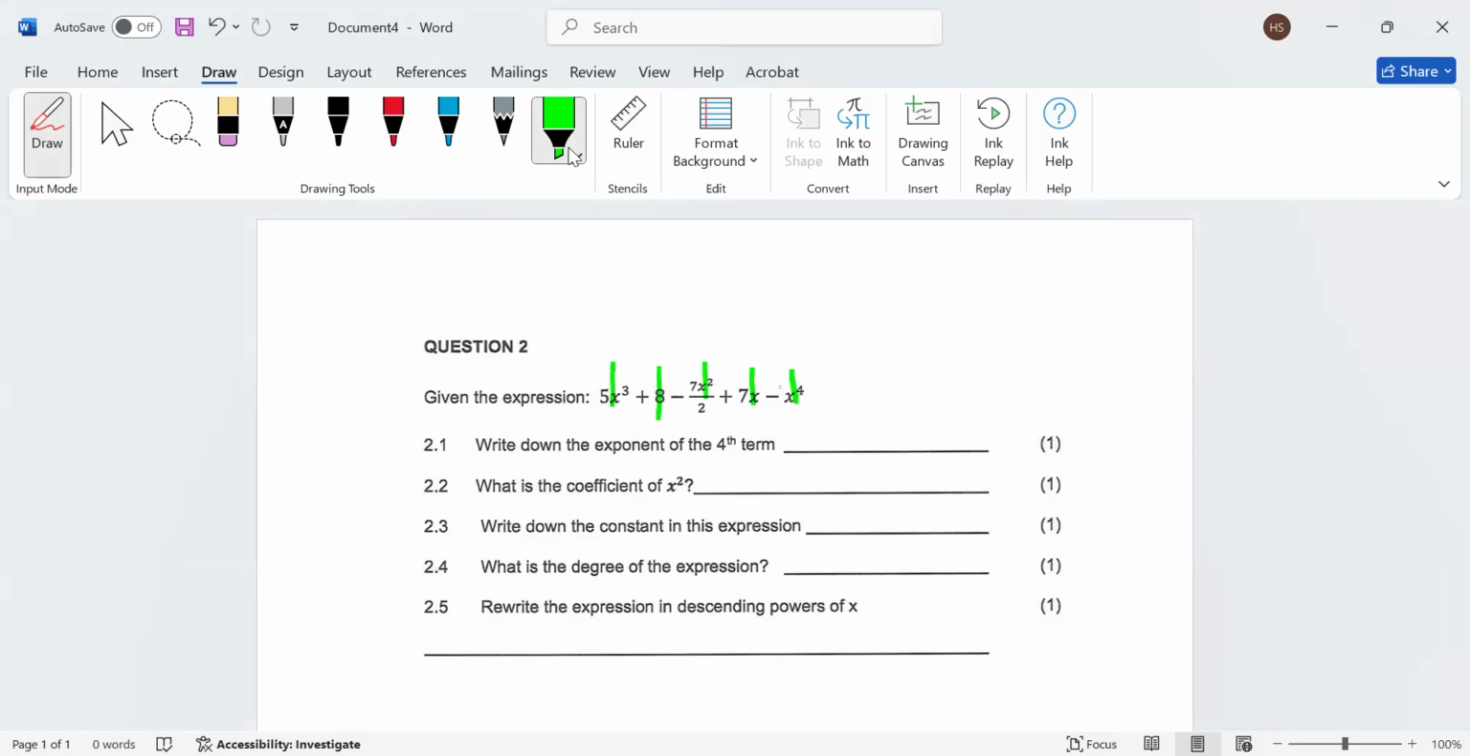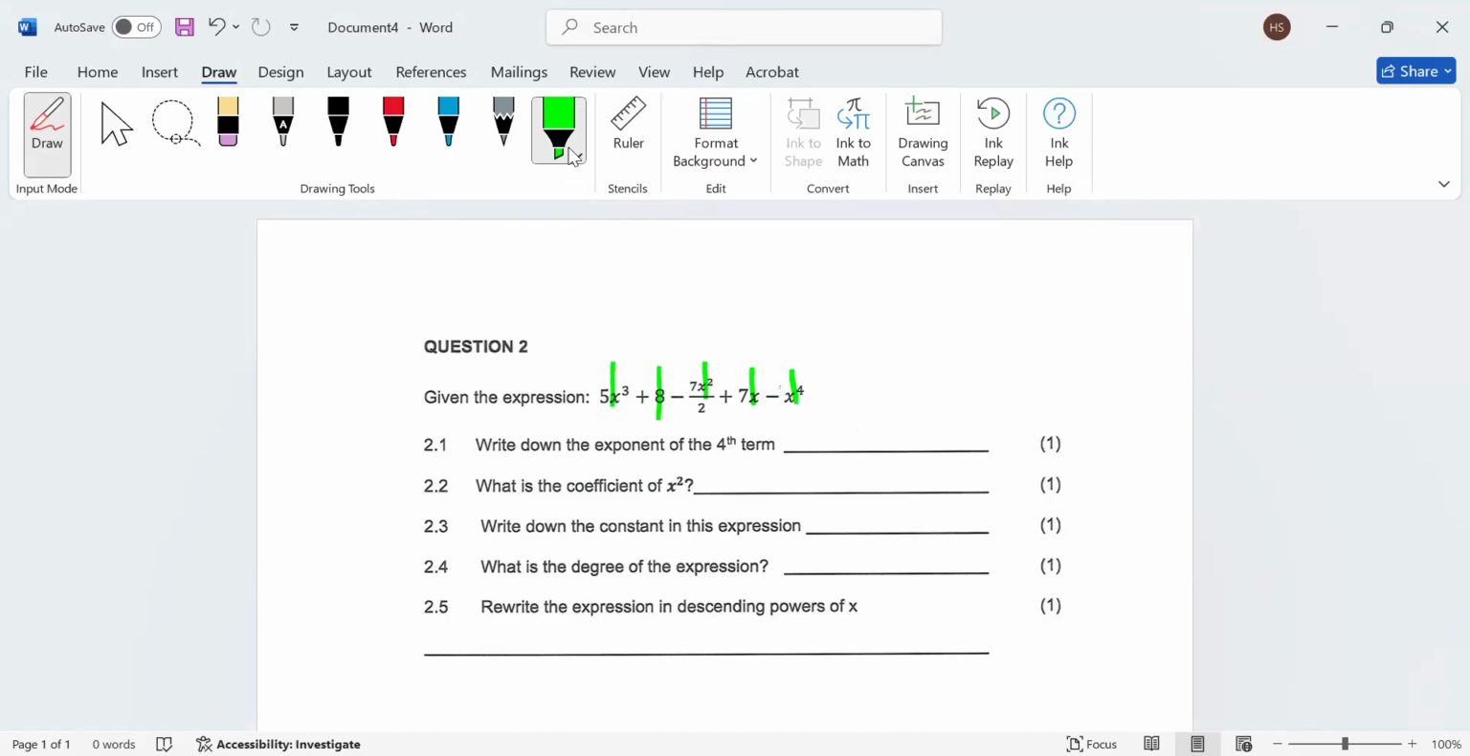Are there any like terms there? Because we can't speak about terms if we have like terms. It seems as if we don't have any like terms. So we are going to safely say we have 1, 2, 3, 4, 5 number of terms.